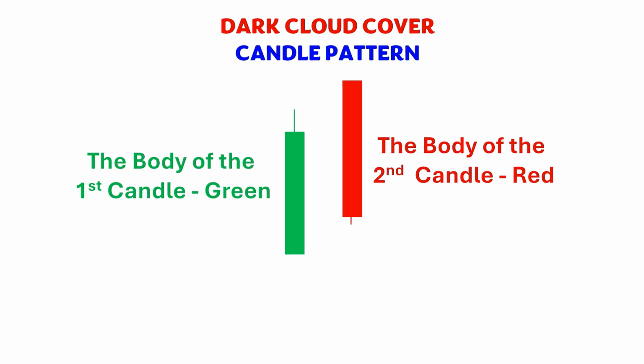The uptrend has been evident for a good period. A long green candle appears at the top of the trend. The second day opens higher than the trading range of the prior day. The red candle closes more than halfway down the green candle.